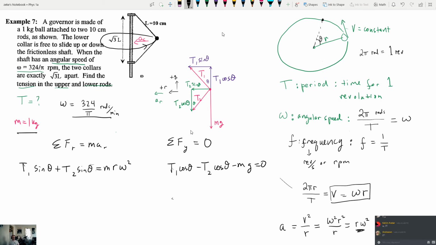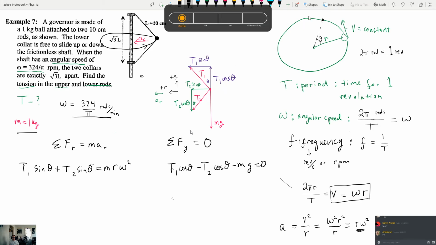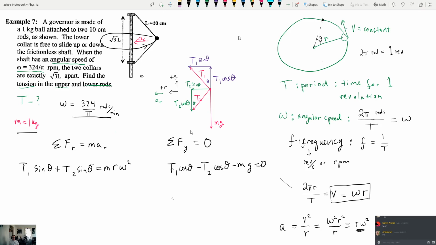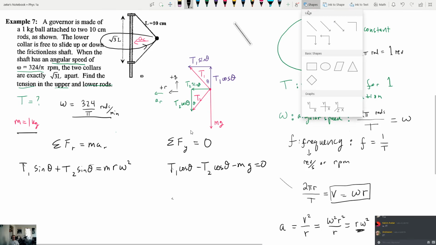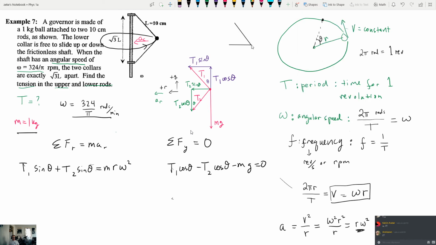So what is the angle? So what we have is a triangle where one side of the triangle, I guess we're going to have to use shapes. So one side of the triangle is like that. And we have another side over here. And another side here. We'll just fix it. So there's our triangle.